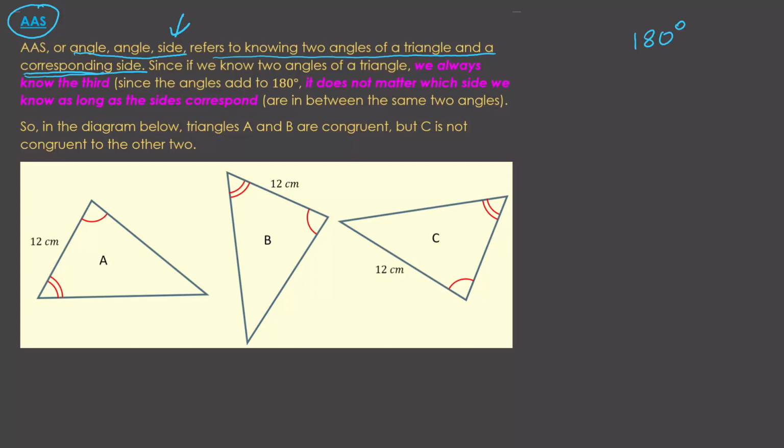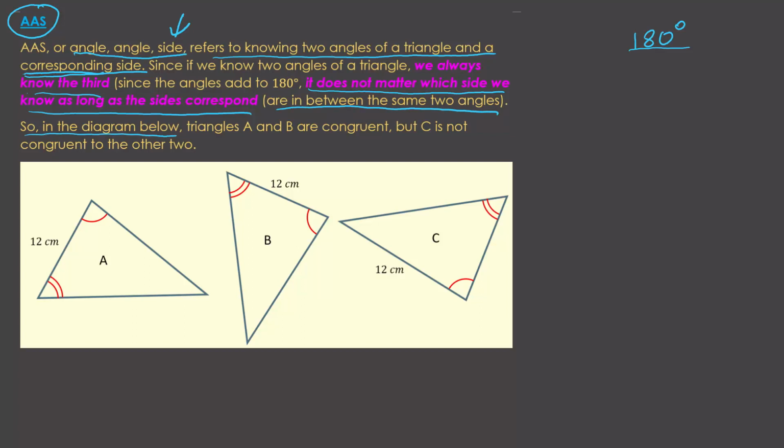Since if we know two angles of a triangle, we always know the third, I mentioned that because the sum is 180, it does not matter which side we know as long as the sides correspond. And that means are in between the same two angles. Again, we'll get into that a little bit more in a second.